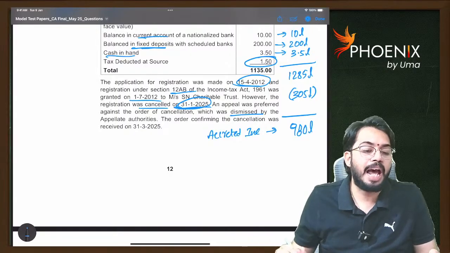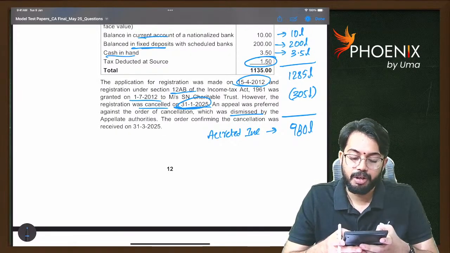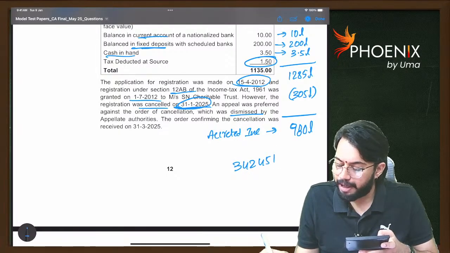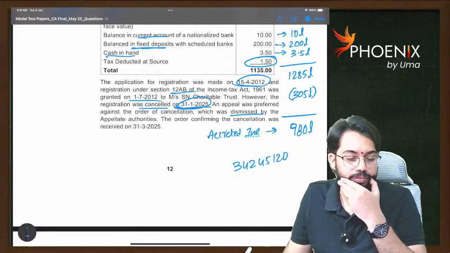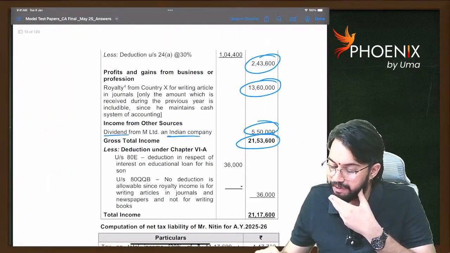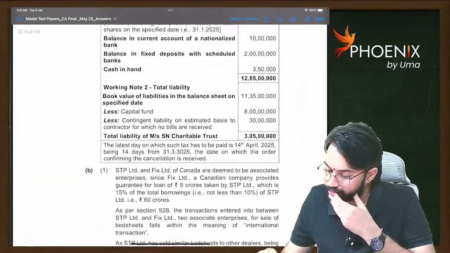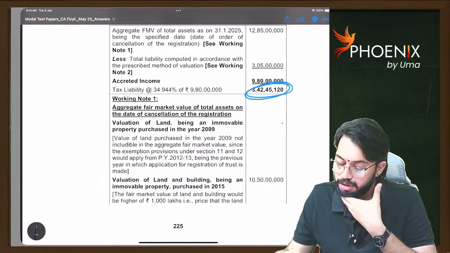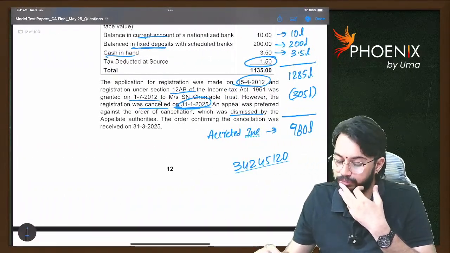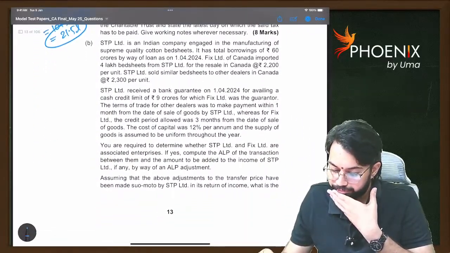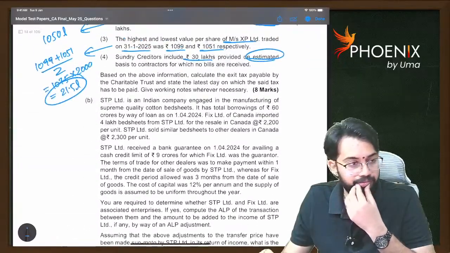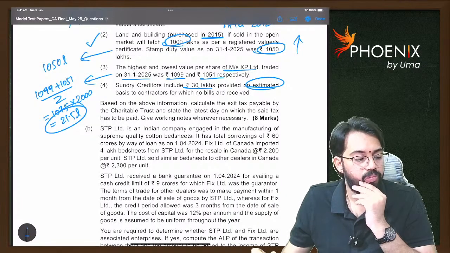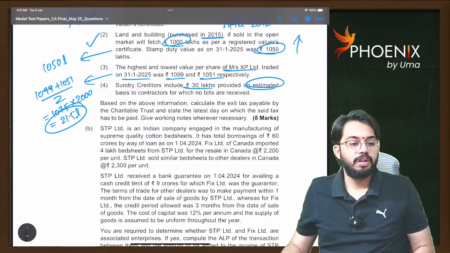980 lakhs. On accreted income, tax is required to be paid at MMR, maximum marginal rate, in this case 34.944%, which is 3 crore 42 lakh 45,120. Let us check whether the answer is correct or not. Three crore 42 lakh 45,000. So did you understand this problem, everybody? Shall we do the next one?